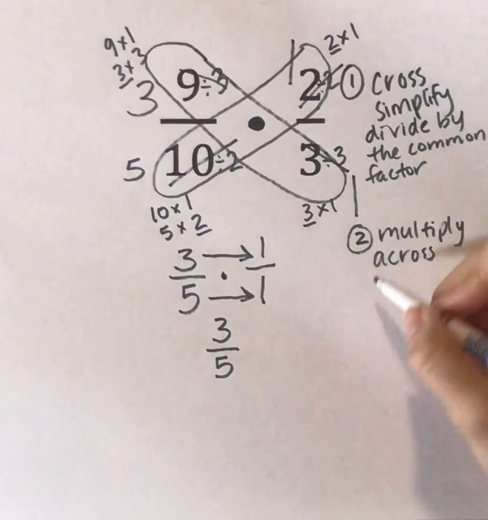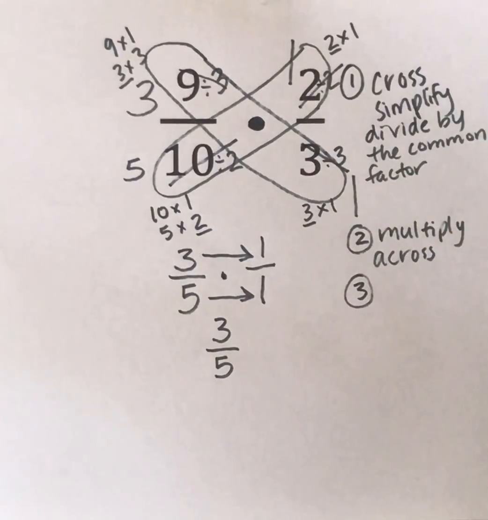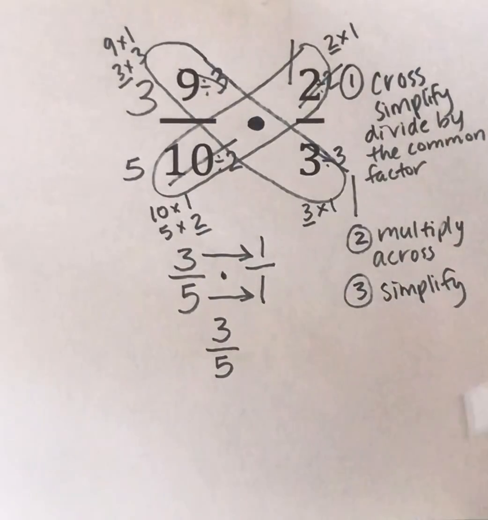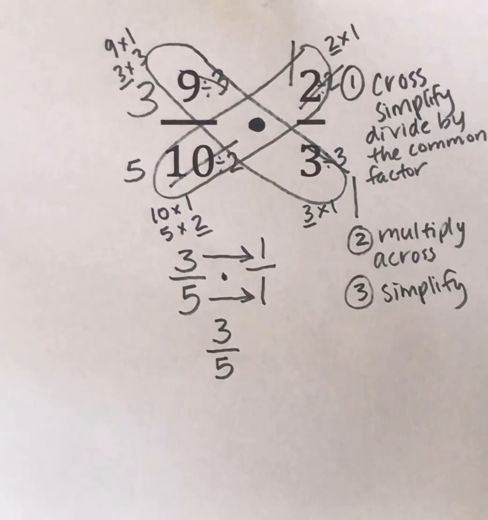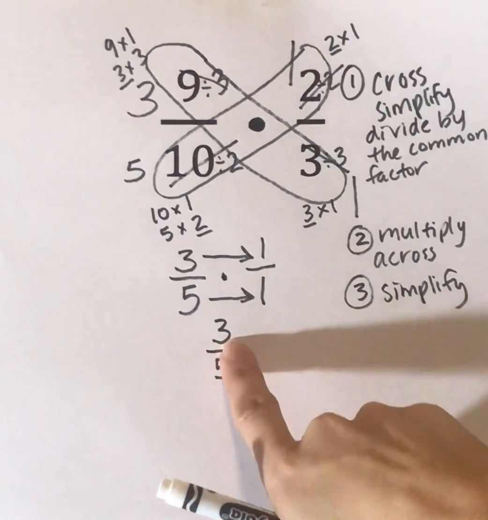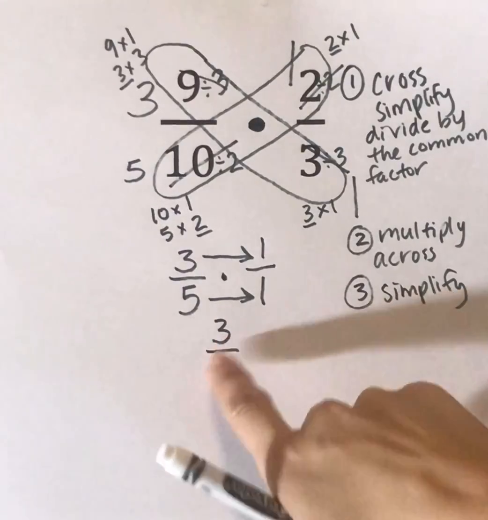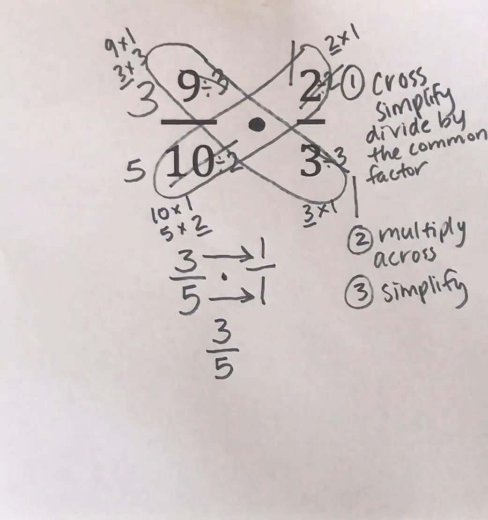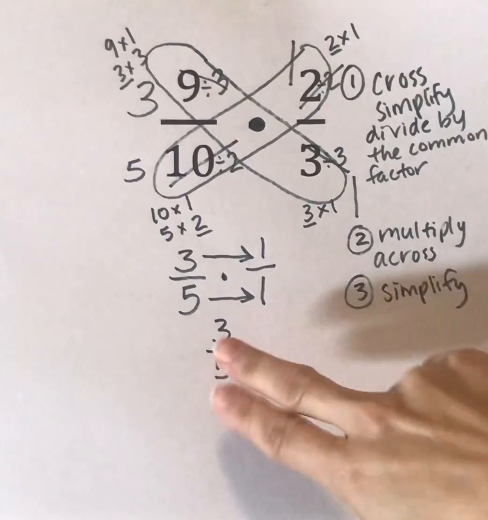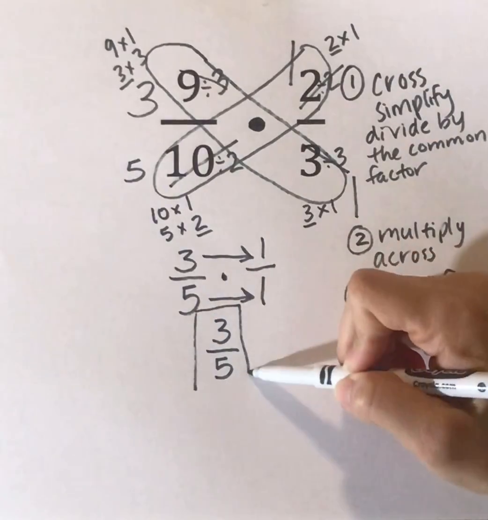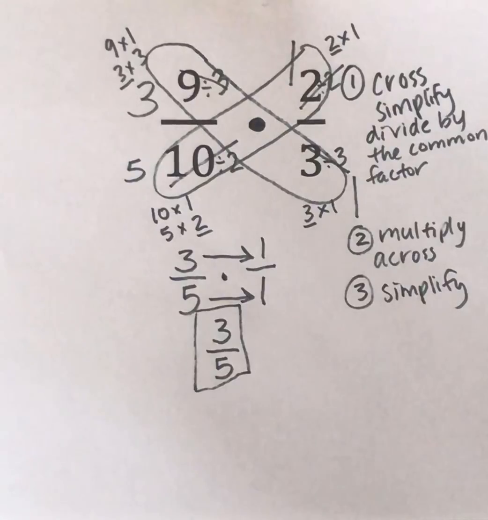Our final step, I always like to double check to make sure my answer is completely simplified. Always think of that as your last step. I know this is simplified all the way because 3 is prime, which means only 3 times 1 goes into 3. 5 is also prime because 5 times 1 only goes into 5. The only common factor that goes into both of those is 1, and that will just get me back to 3/5. So this is done and simplified, and my answer is 3/5.